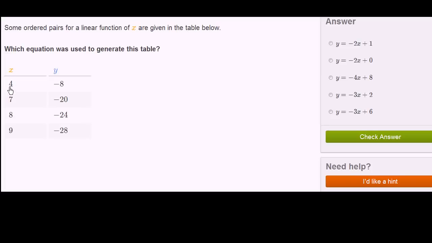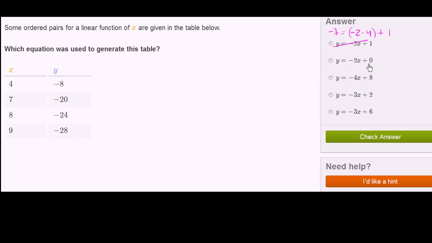So let's go to this first point right over here, 4 comma negative 8. And let's go equation by equation. If x is 4 here, negative 2 times 4 would be negative 8, and then I would add 1 to get negative 7. So for this equation, when x is 4, y would be negative 7, not negative 8. So this equation definitely did not generate this top point, so we could just rule it out. Whatever equation we choose should generate this y for any of these x's.